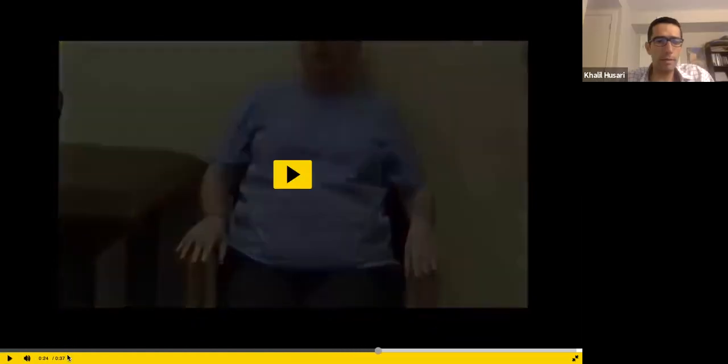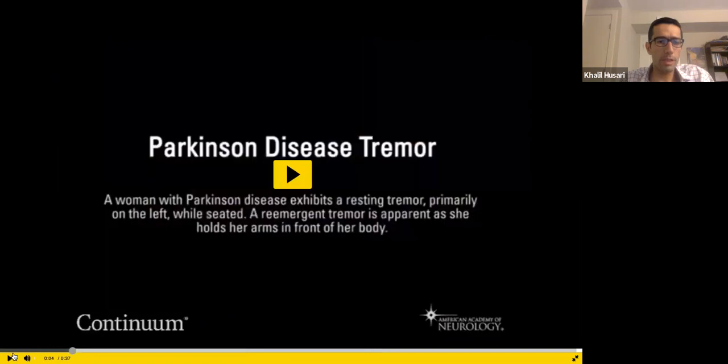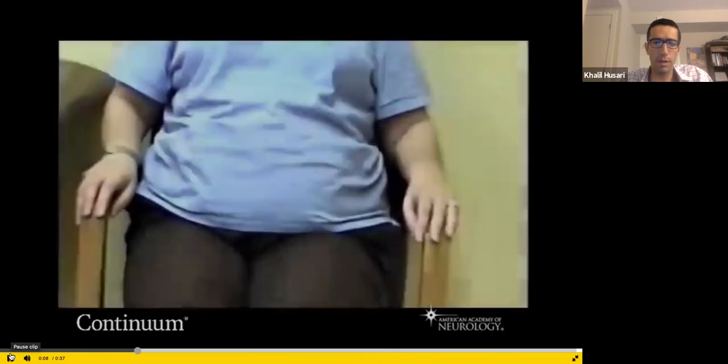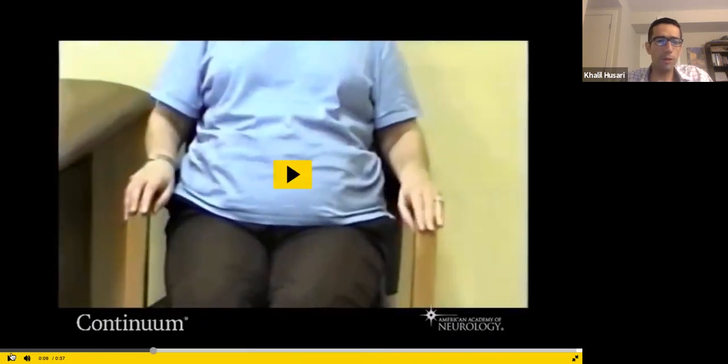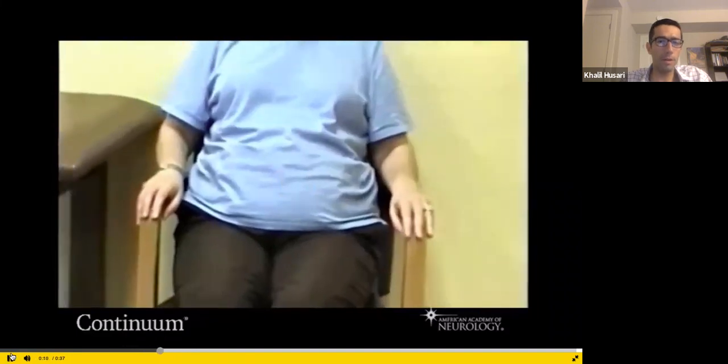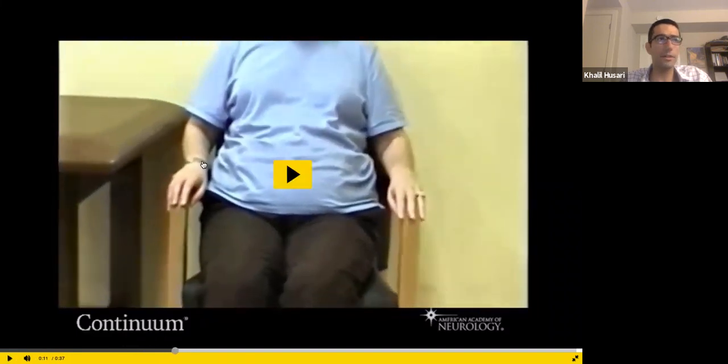Okay, let's go back a little bit and see some important features of this tremor. I'm going to try to stop and then tell you a little bit more. The main feature of this tremor is what? The patient is resting, right? So here we have a resting tremor. And the other thing is that it involves the arm, it involves the leg. The other thing is that it's an asymmetric tremor, if you noticed. The right side is not shaking.